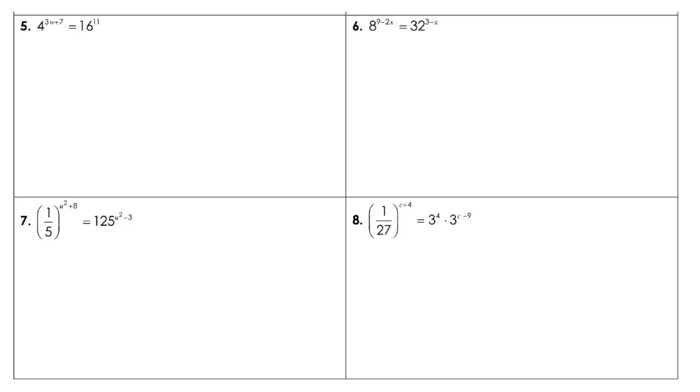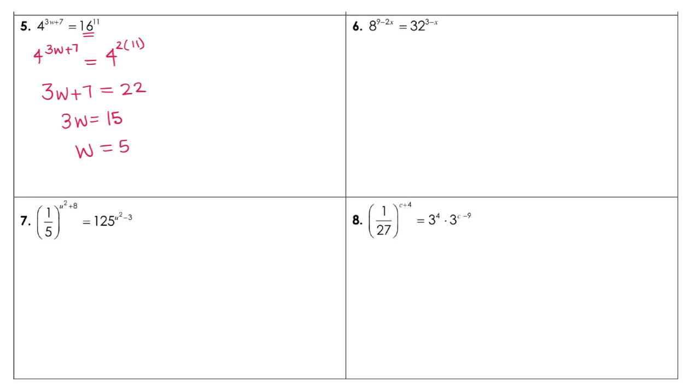Our next example, again, we have different bases, so we are going to have to change a couple of things here. So on the right side, we can make that 4 squared. So I have 4 raised to the 3w plus 7 equals 4 squared, and then times the 11 that's already there. So now I have 3w plus 7 equals 22. We do need to subtract 7 over, so 3w equals 15, and so w is 5.